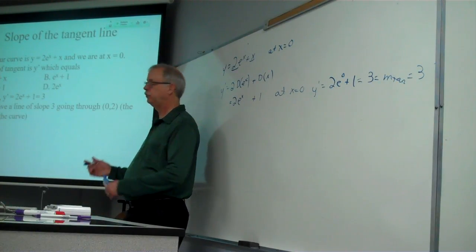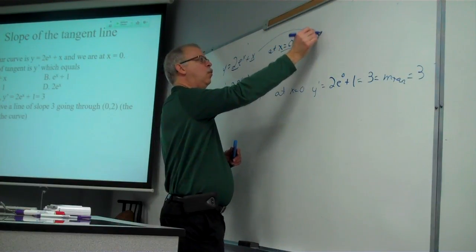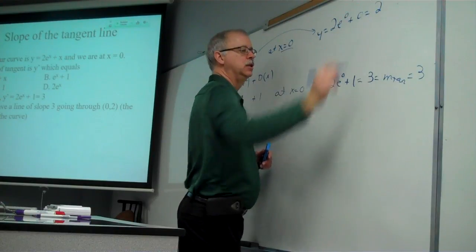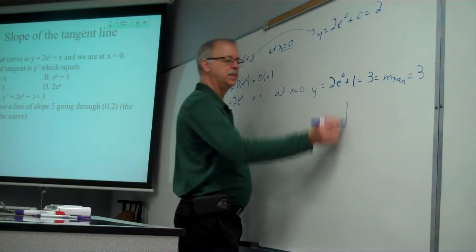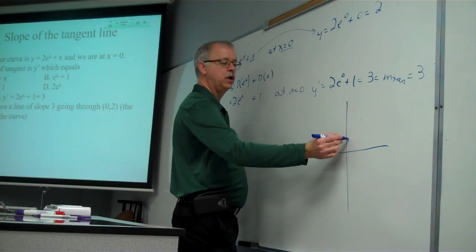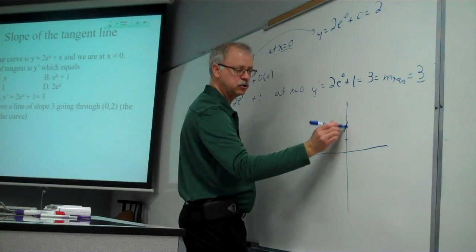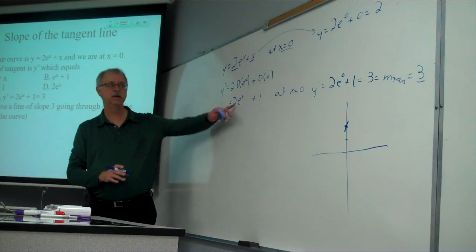The point on the curve. At x equals 0, the point on the curve, y is 2 times e to the 0 plus 0. The point on the curve is 2. So what we know at this point about this curve, we go through the point 0, 2, and we know we're going through with a slope of 3. We figured that out exactly.